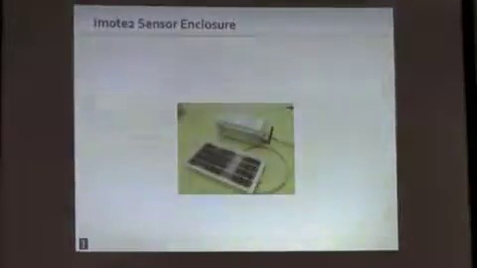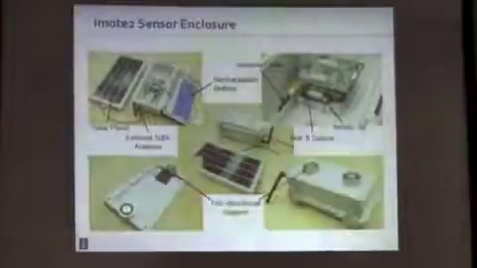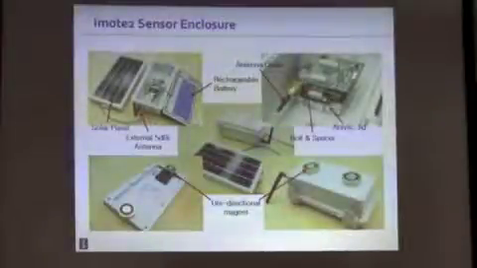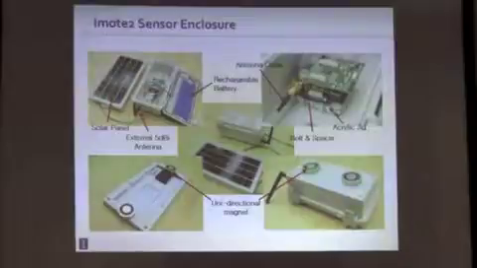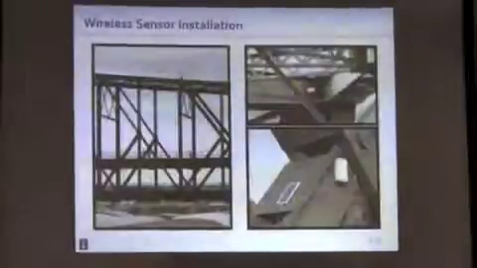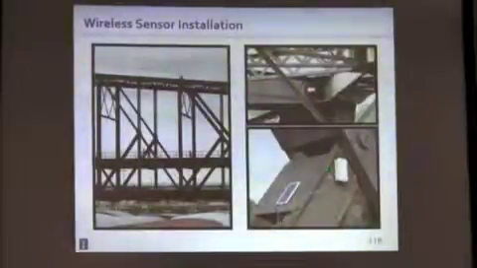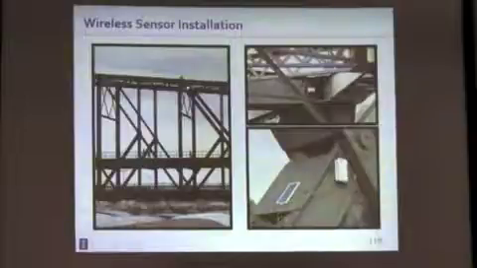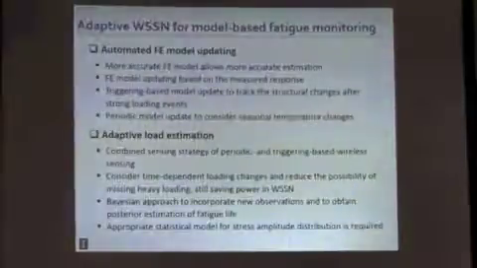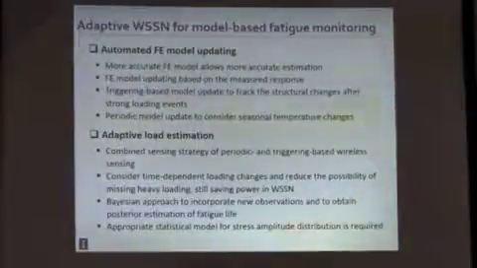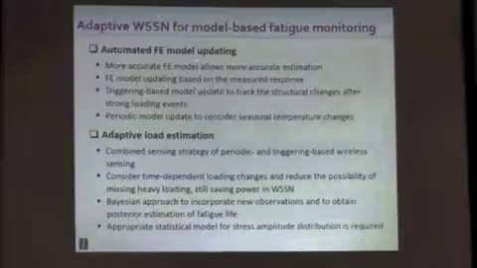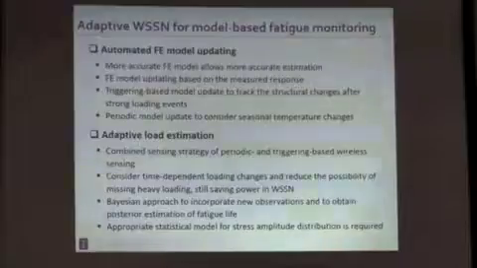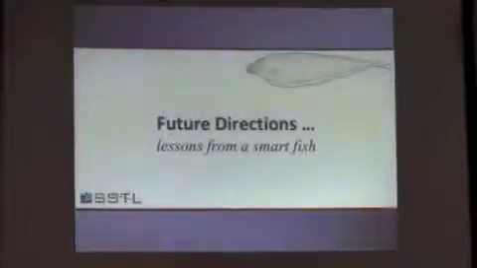So we used the IMO2 sensor enclosure as I showed you before. I should have pointed out that when that typhoon came through on the Jindo bridge, we didn't lose a single sensor. These magnets are really impressive, and they're low cost too. This is the wireless sensor installed on the bridge. This was one of our technicians up on the top of the bridge deploying the sensors. And so the goal here is adaptive wireless sensors for automated finite element updating, automated load estimation, and automated fatigue damage estimates. So that's where we're going.